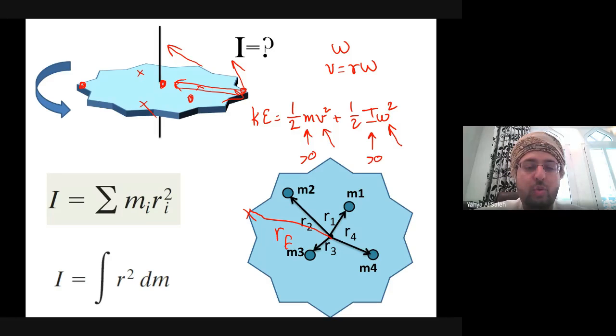Okay, so we take r squared dm. Every tiny amount of mass, we add it up until the total. Now this is very, very generic and very general. You will notice there are no limits here or here, because this is very, very generic so far.